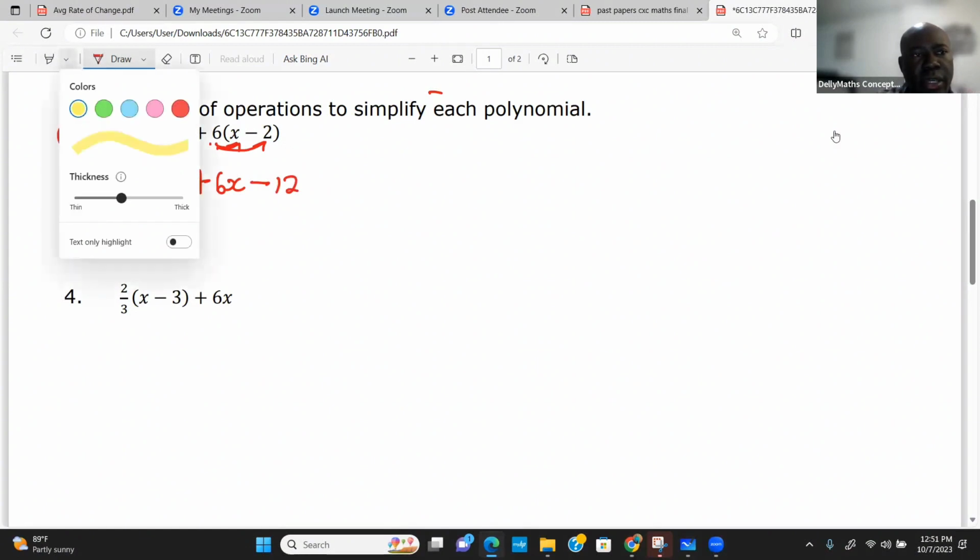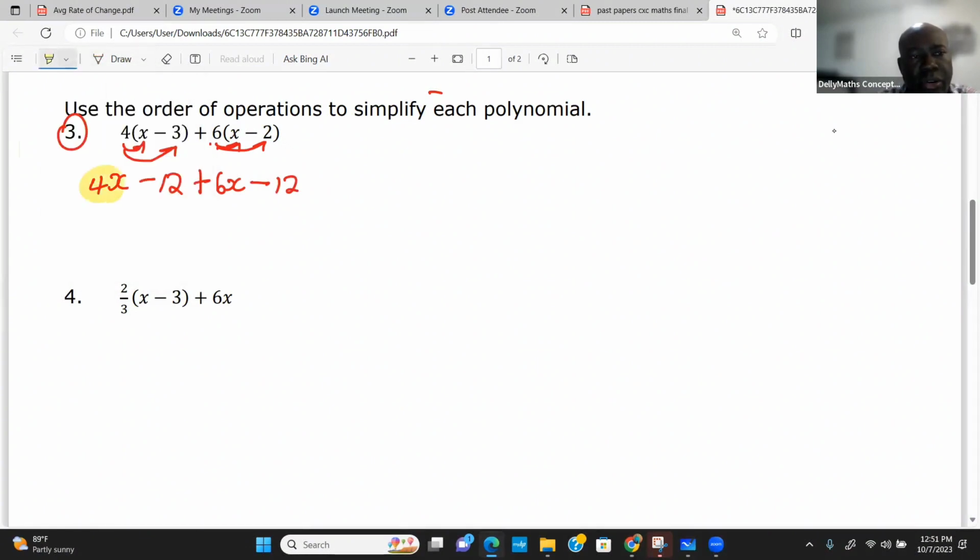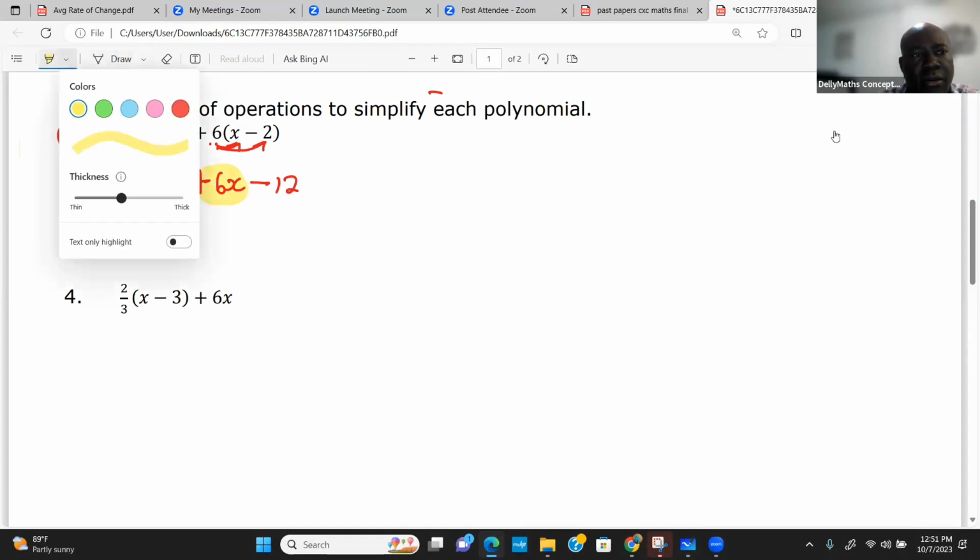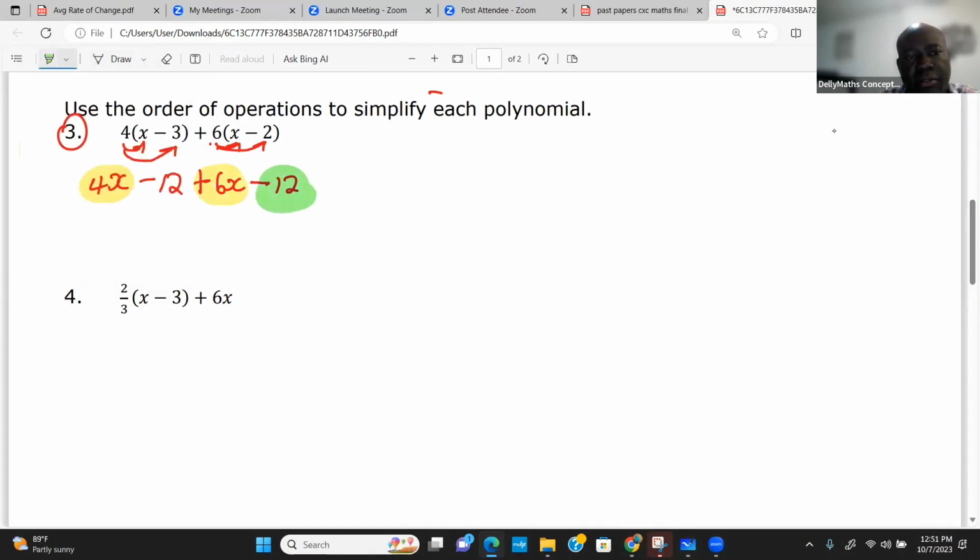After that, what we want to do is combine the things that are alike. So this and this will go together, and then negative 12 and negative 12 here will go together. So let us see what we have finally. 4x plus 6x is going to give us 10x. Negative 12 and another negative 12 will give us negative 24. And we cannot break these down anymore because they are no longer like terms. So that's where we stop.